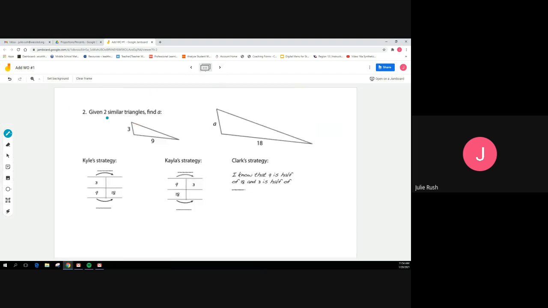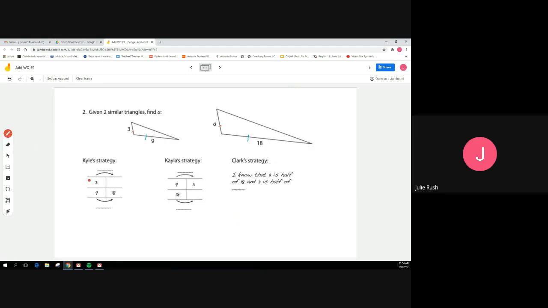Problem number 2, given similar triangles, find A. So again, 9 is matching up with 18, and the 3 matches up with the A, okay? So I can either write 3 next to A, or I can write 3 over the A. But the 3 has to be lined up with the missing side, okay? And normally you would write the A inside here, and we would cross multiply and divide. I don't want you to cross multiply and divide. I want you to try to look at the pattern, okay?